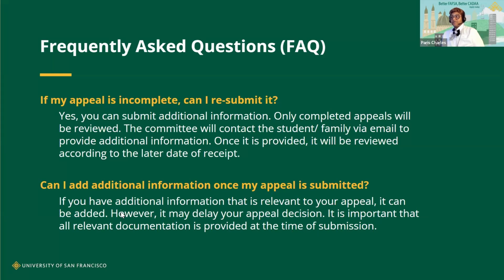Can I add additional information once my appeal is submitted? If you have additional information that is relevant to your appeal, it can be added. However, it may delay your appeal decision. It is important that all relevant documentation is provided at the time of submission. So every time you submit a new document, we do have to send that to the committee for review. So it makes much more sense and ease for the family if all the documentation that we request is submitted at the time that you submit the appeal.